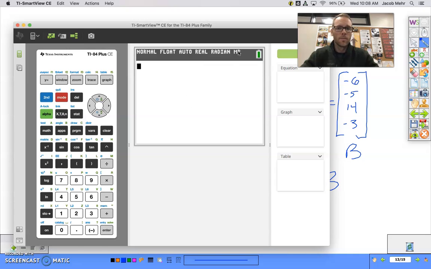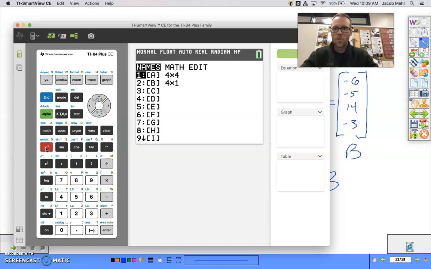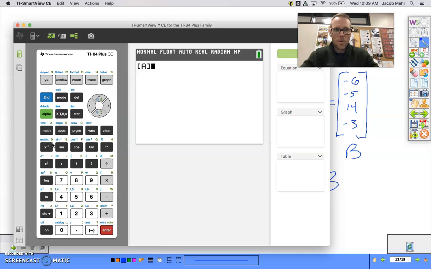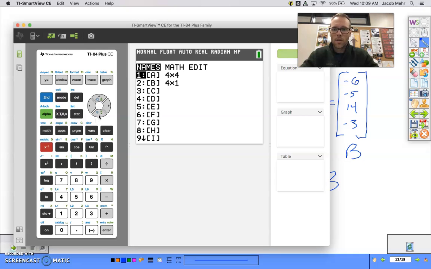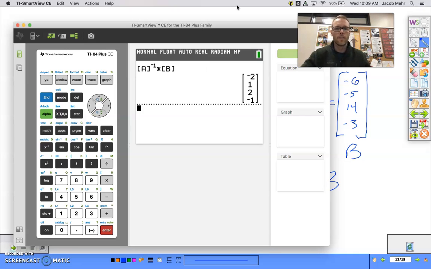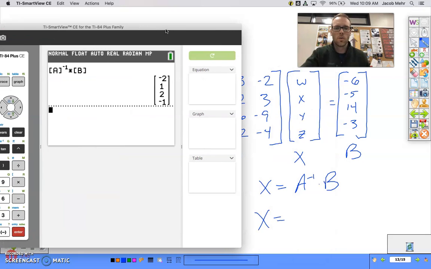So now we're ready to find A inverse times B. We're going to go second matrix. We'll choose matrix A. We'll use our inverse button. That's the -1 by the X right there. So A inverse times matrix, go grab matrix B. Hit enter, and there it is. -2, 1, 2, -1.